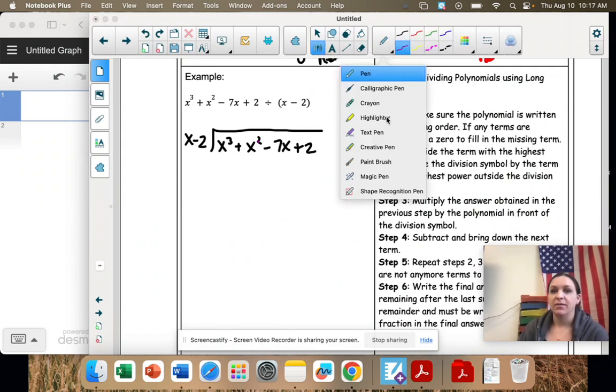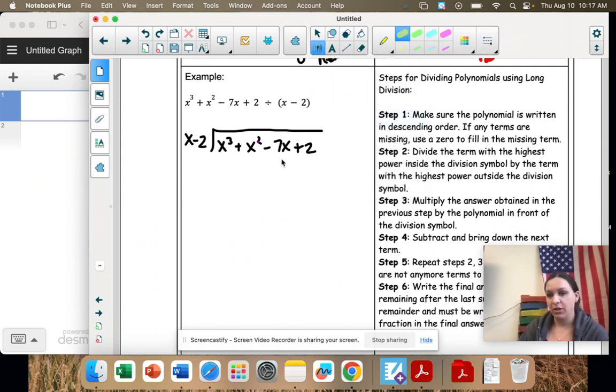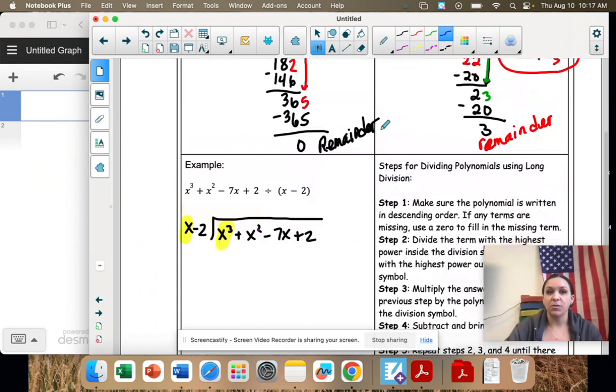So I keep doing that. Remember on our last one, we were only looking at certain things. So I'm looking at x and x cubed. How many times does x and x cubed have to be multiplied? Or how many times does it go into that? That's what we were doing up here.